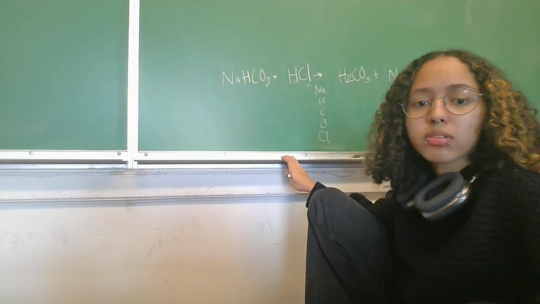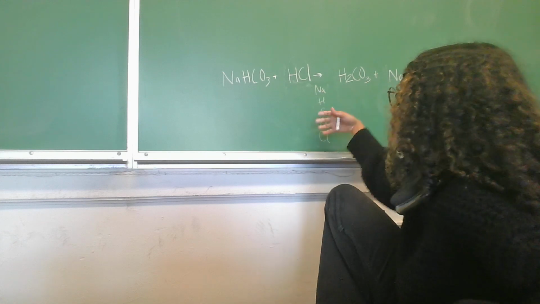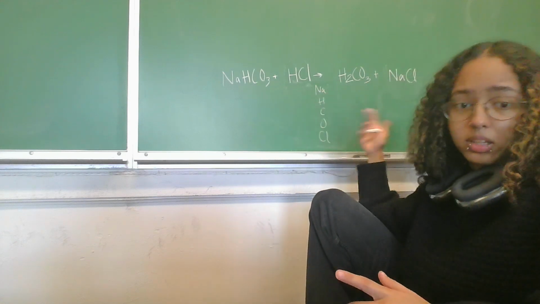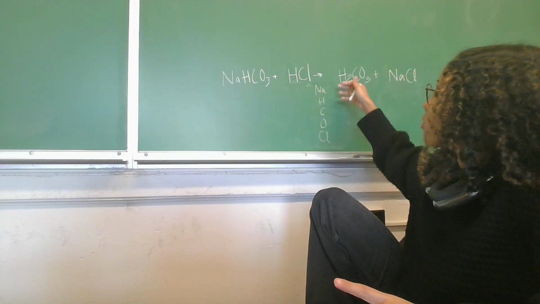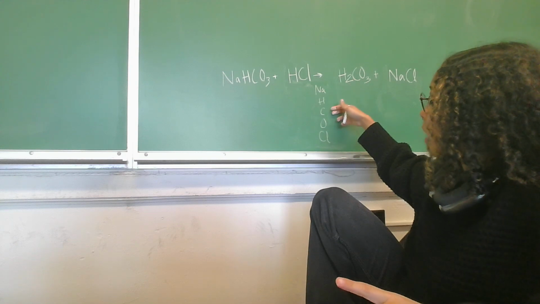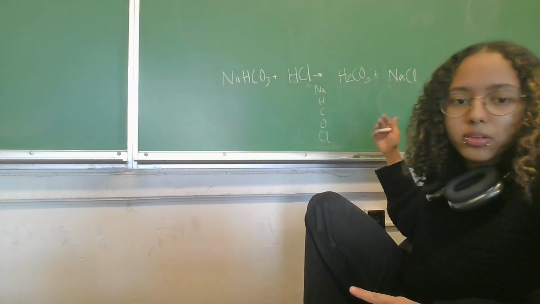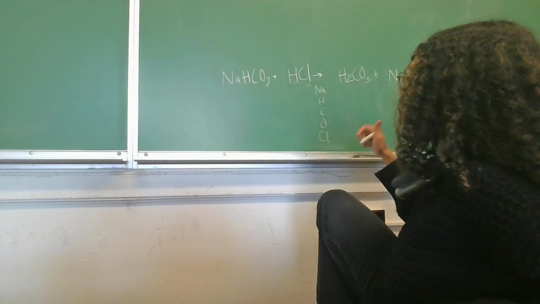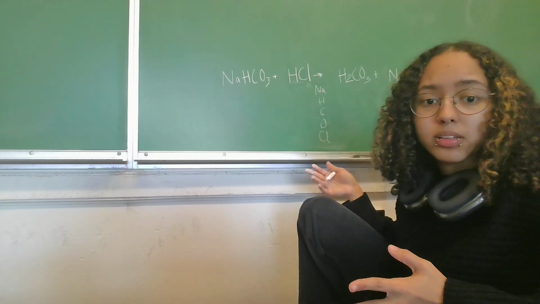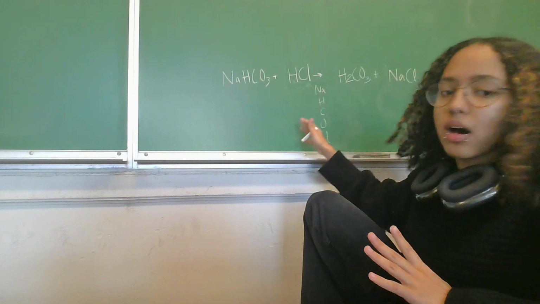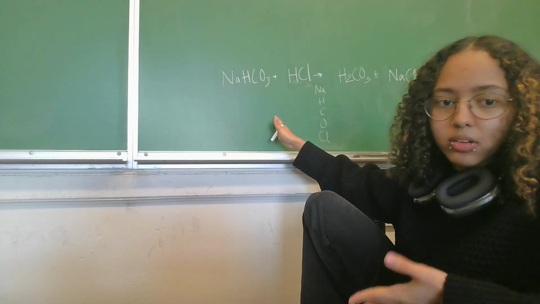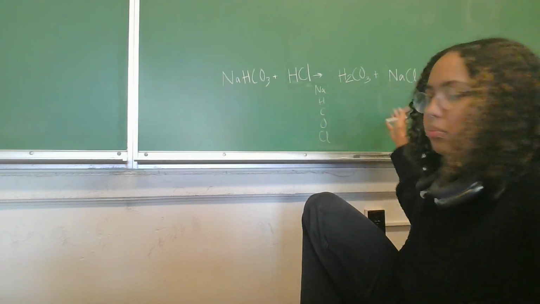And so the first thing to do is list everything that you have reacting in the entire reaction. So we have sodium, hydrogen, carbon, oxygen, and chlorine reacting throughout this reaction. The next step will be to list how many of those things you have for both sides, for the reactant side, the reagent side, as well as the product side.